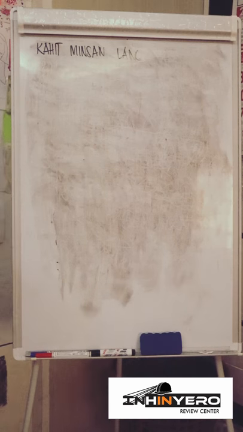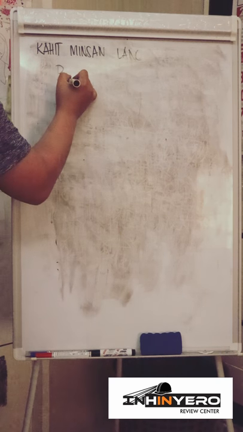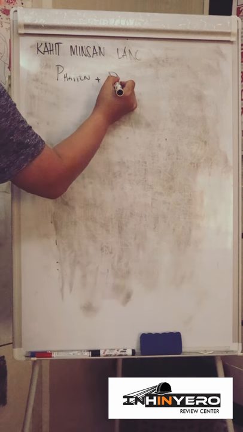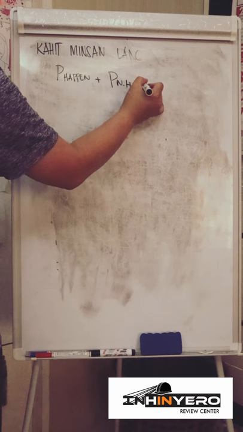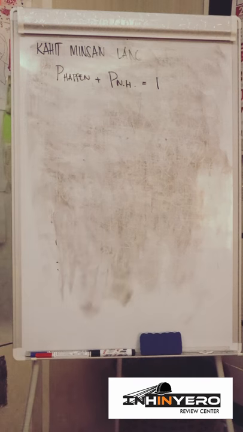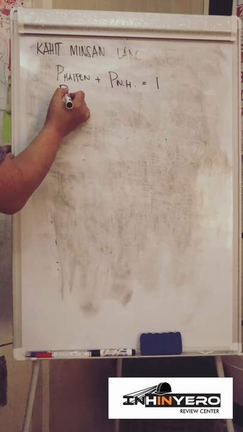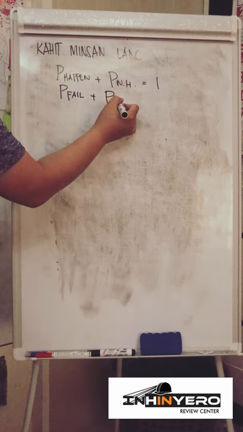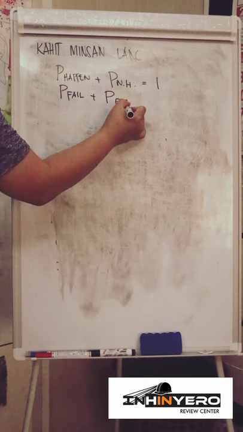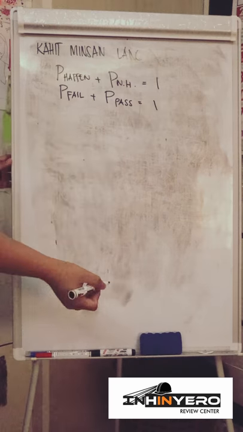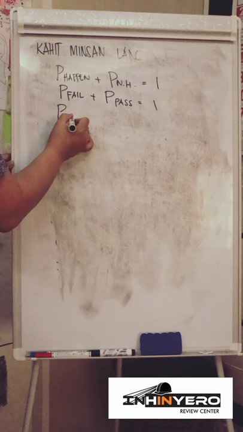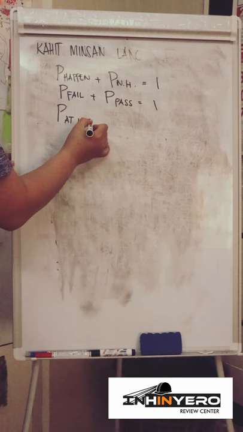Di ba sabi kanina, the probability that it will happen plus the probability that it will not happen should be equal to 1. Okay? The probability that it will fail plus the probability that it will pass should be equal to 1. So ngayon, ano yung kabaliktaran ng it will happen at least once?